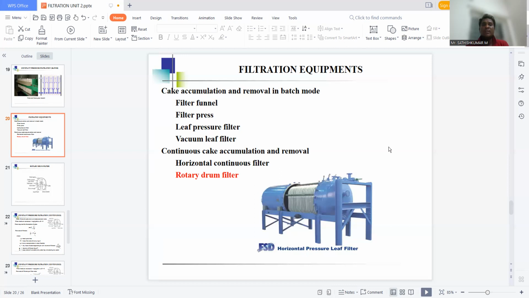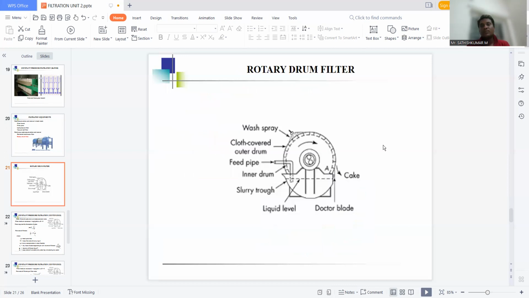The first classification, cake accumulation and removal in batch mode, has four types of filtration equipment. First, filter funnels. Second, filter press. Third, leaf pressure filters. Fourth, vacuum leaf filters. Continuous cake accumulation and removal filters are classified into two types: horizontal continuous filters or rotary drum filters. This picture shows a rotary drum filter.